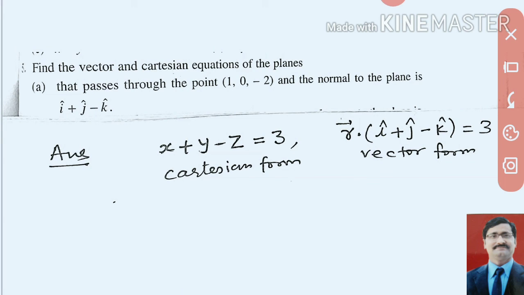Look here, this question you have to do yourself: find the vector and Cartesian equation of the plane that passes through the point 1, 0 and minus 2, and the normal to the plane is i plus j minus k. So look here, this question you will do yourself. This is the Cartesian format you will get, and this is the vector form you will get.